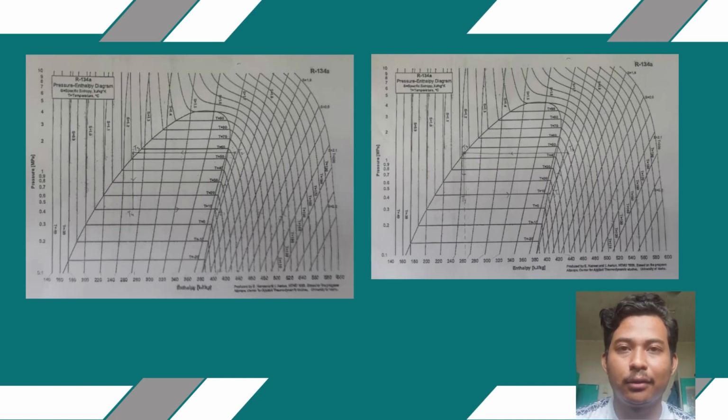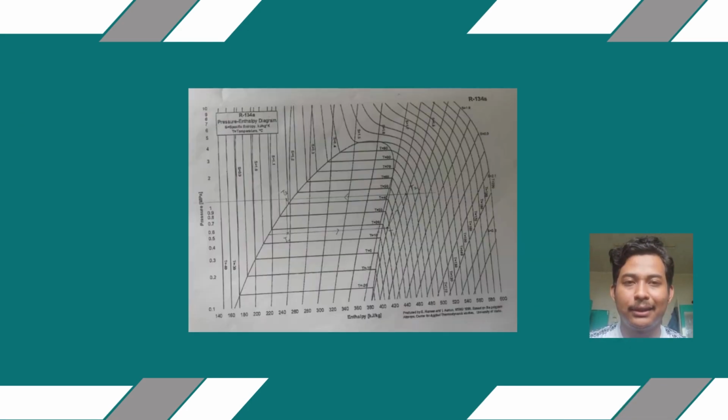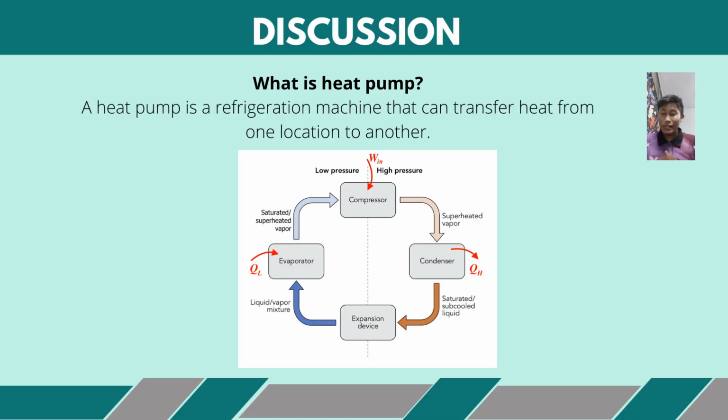And here is figure 2 for pH diagram for cycle 1 and cycle 2, cycle 3 and cycle 4, and the last one is cycle 5. Now we move to discussion part.